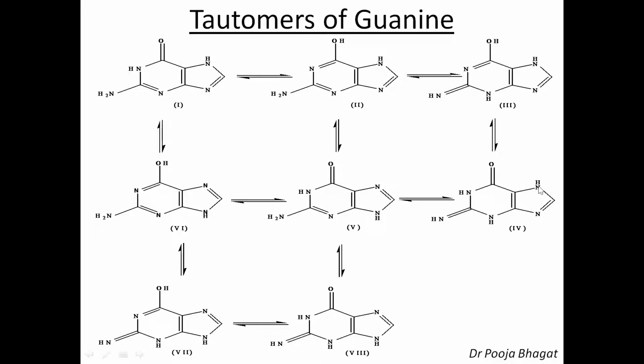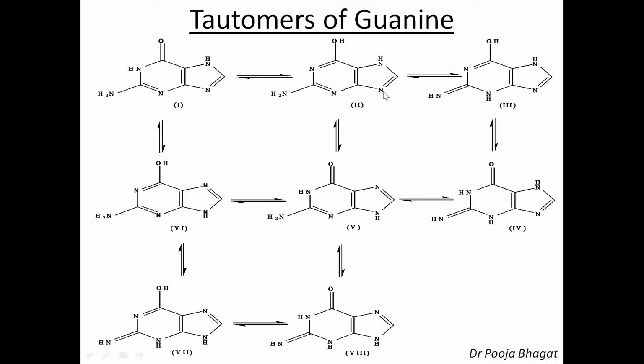Now you have to draw all these 4 structures where the hydrogen is present at the 9th nitrogen. So this is the 9th nitrogen, where the hydrogen is present. This is ketonic form. This is amine form. Then in this case, it is enolic form, it is amine, then it is enol and imine, and then it is keto and imine. Okay, so in this way we can draw all the 8 tautomers possible in case of guanine.